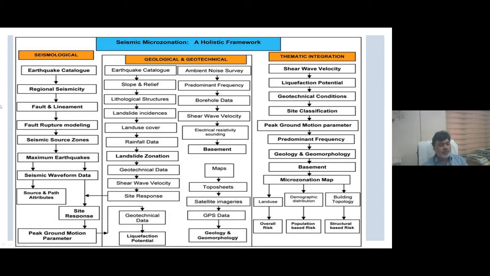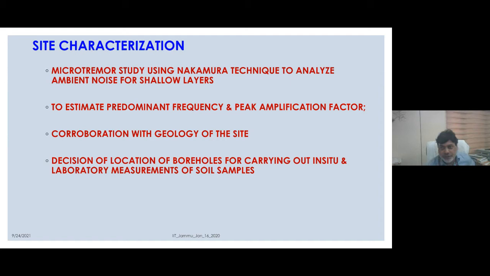Then the middle column is the geological and geotechnical information we have to determine. And then we have the thematic integration in the GIS map, so that everybody can have a GIS-friendly user experience. They can locate their house, they can read their latitude and longitude, and they can read the physical property variations of the sites. So what we have done is site characterization, the microtremor study using the Nakamura technique to analyze the ambient noise for the soil layers, to estimate the predominant frequency and the peak amplification factors, corroboration with geology of the sites, and then deciding the location of the boreholes for carrying out in situ and laboratory measurement of the soil samples. So all steps we have done.